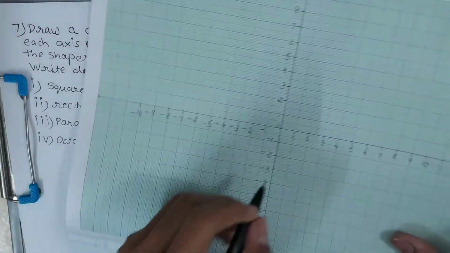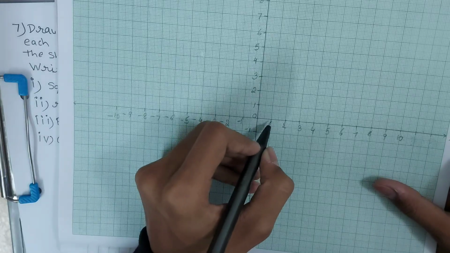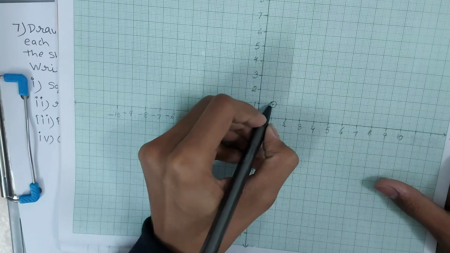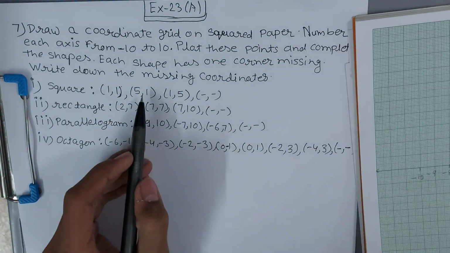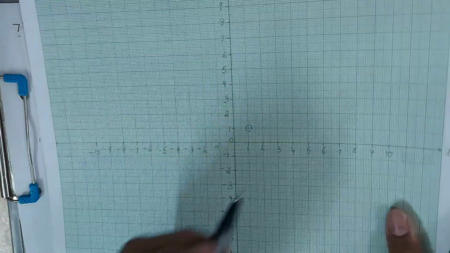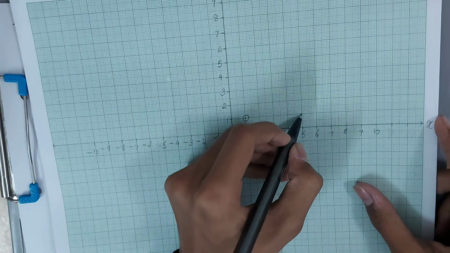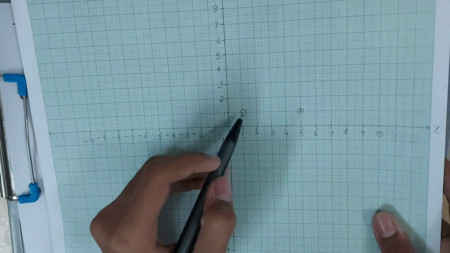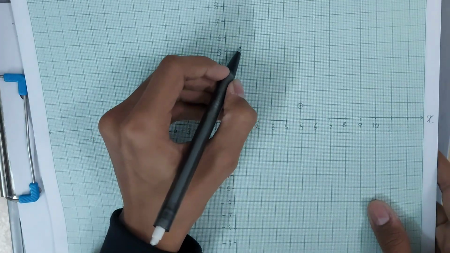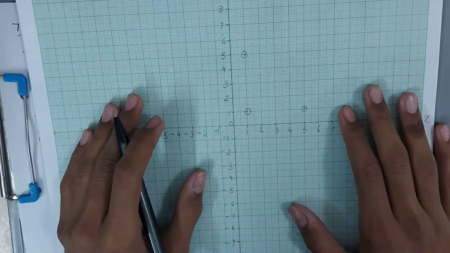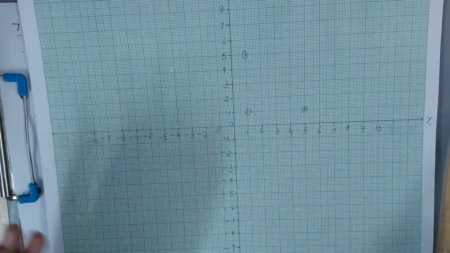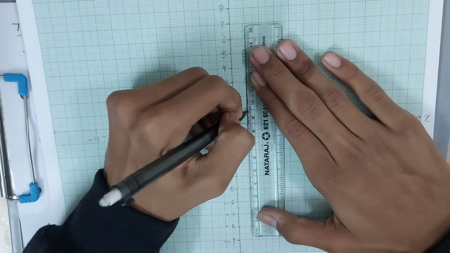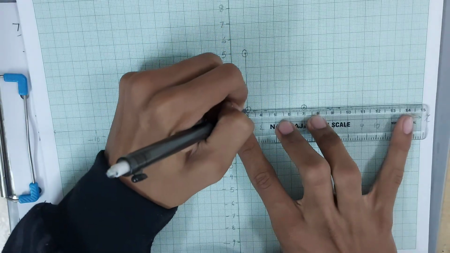This point should be here, (1, 1). Mark this. Then you have (5, 1). So (5, 1) means 5 on the x-axis and 1 on the y-axis, this one. Then you have (1, 5), that means (1, 5) here. So 3 points we have already marked, and you can already see that our figure is being formed. It's a square. I will join these two and then I will join these two.